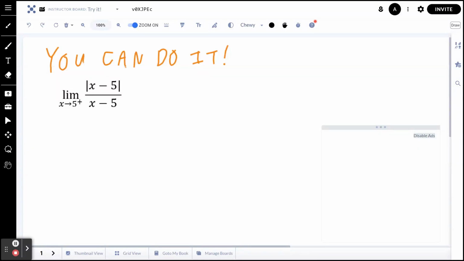Hi everyone. Let's take a look at the following limit. Find the absolute value of x minus 5 divided by x minus 5 as x is approaching 5 from the positive side. Step number 1.